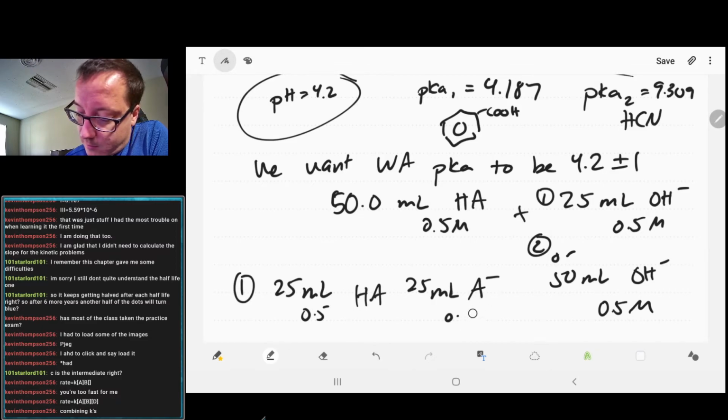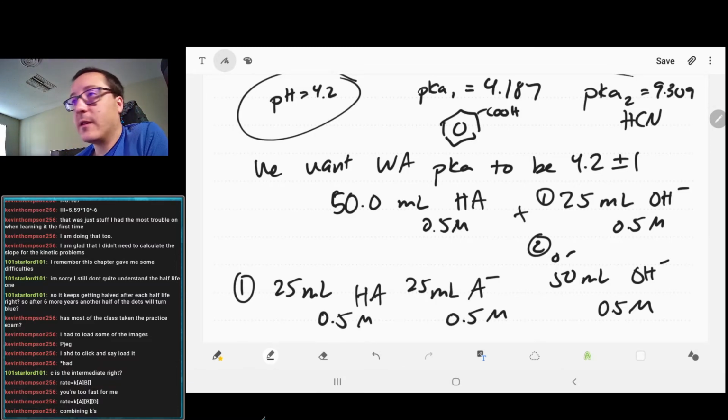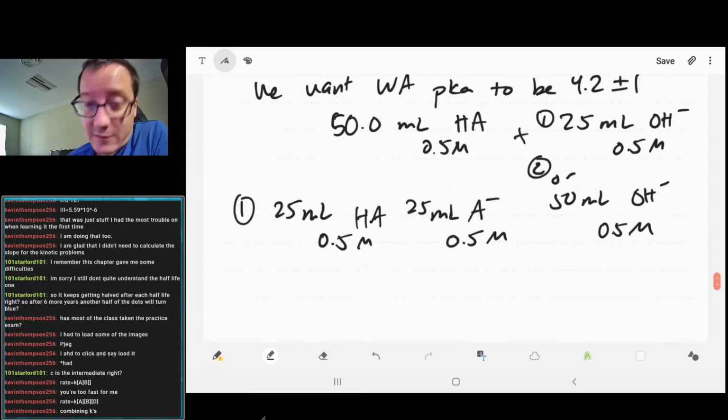I guess these would be, no, they would be the same. Essentially, if we're just looking at this, you can calculate the moles if you really want to, but essentially we'll have used up half of our HA and now we've turned it into A minus. So that would be a buffer, which would have a pH or a pKa around 4.187 because it's equal amounts. That's what the pKa is.